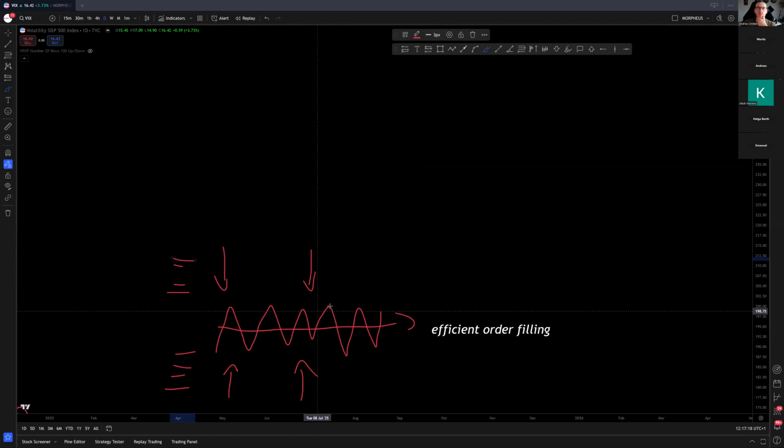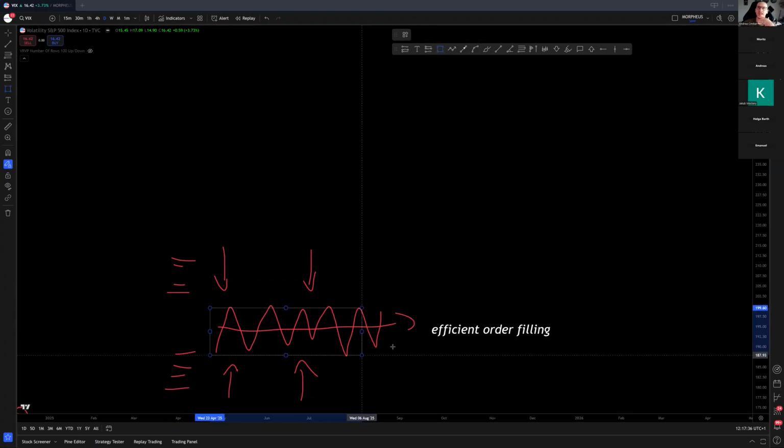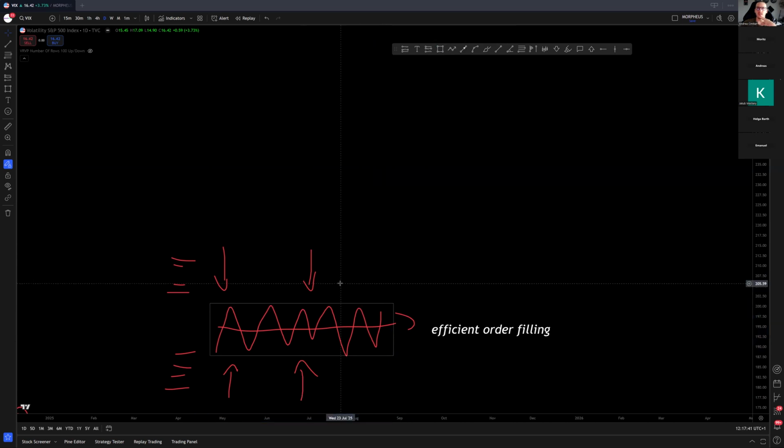Which means big market participants, which are the people who rule the market and ultimately drive the market, because markets are moved by big market participants, they agree here that exchanging contracts at this level is good, is fair. They both agree. There's an agreement in the market. But at some point, something might happen.